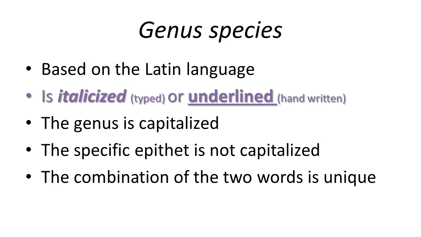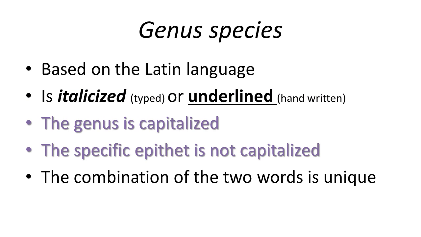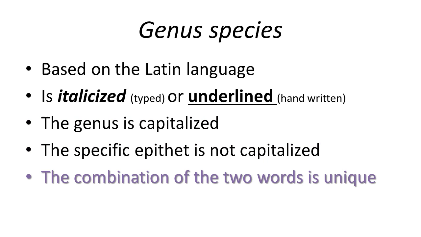When typing the name, you italicize it. Underline it when you're handwriting. The first word is always capitalized. The second word is always lowercased. The two-word pairing is unique. That is, no other plant will have the same name.